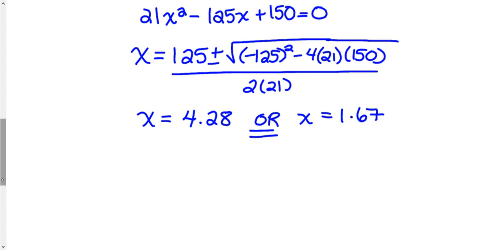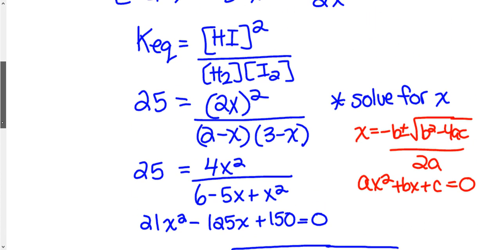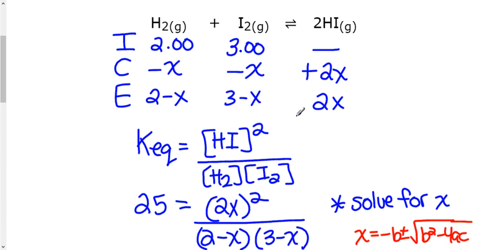So let's go all the way back up to our ice table. So up here, remember, we have to put x in here. If we're just multiplying 2 times x, either of those numbers are positive and would work. But only one of the numbers makes sense up here for our equilibrium concentrations for our reactant. What if we used 4.28? 2 minus 4.28 or 3 minus 4.28, those would give us negative values, which mean a negative concentration. That doesn't really make much sense when you're dealing with a reaction. Reactants, you can't have a negative concentration.